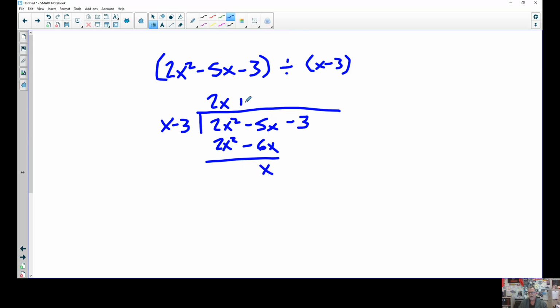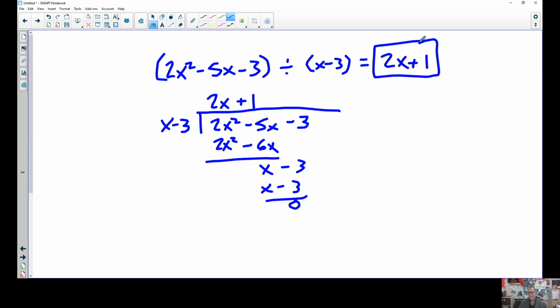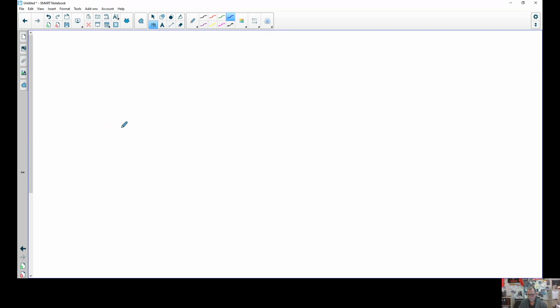X into x is a positive 1. And that would give me, when I multiply, x minus 3. I have that 3 there, so this is x minus 3, and I would get a remainder of 0. When you get used to doing this, you can do it rather quickly. All right. Now, one more.